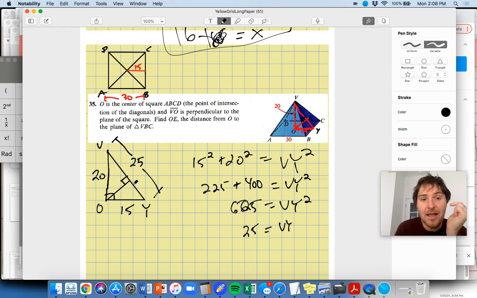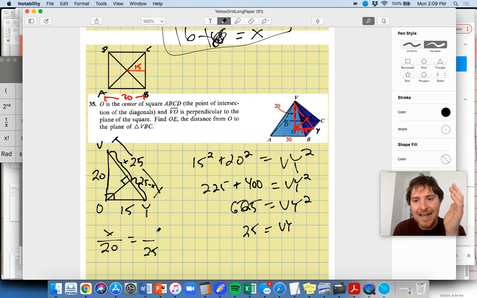This is 25 here, so this is going to be 25 minus x, and this here is x. Let's figure out what x is first. 20 is the geometric mean, because this is a leg of a right triangle and this is an altitude to it. We know the hypotenuse is 25. So 20 is the geometric mean between x and 25, just like what we were doing last section.